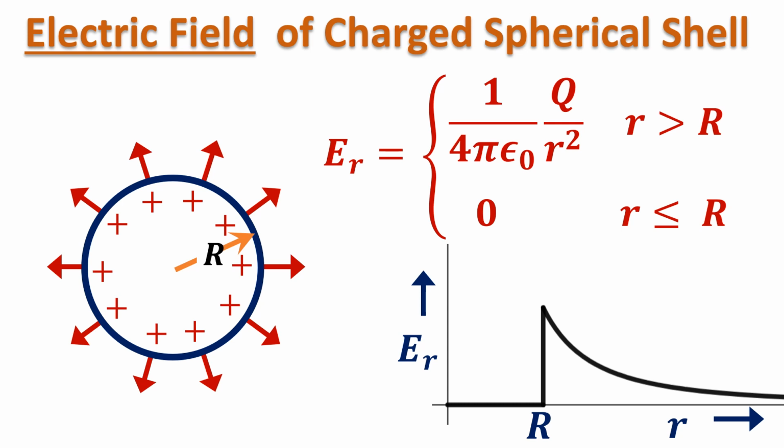In this video, we will solve for the electric field of a charged spherical shell using Gauss's law. As shown in this slide, we will find that the electric field outside the charged shell is very similar to that of a point charge. But inside the charged spherical shell, the electric field is zero. So let us begin.